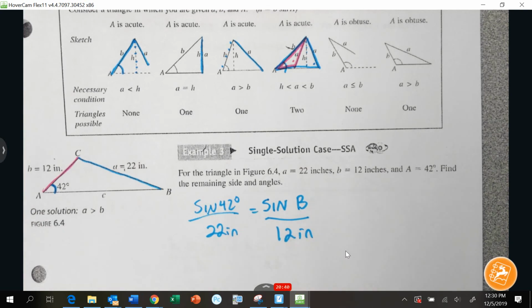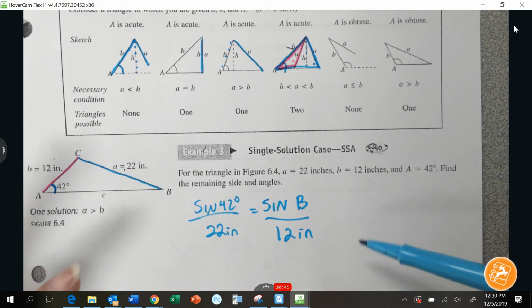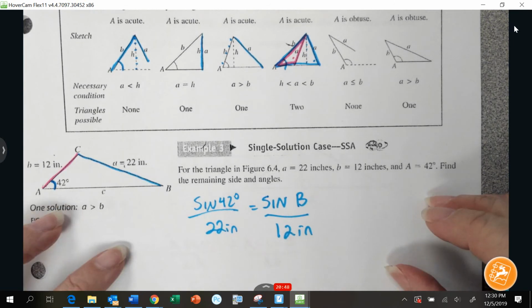So I didn't show you how to solve for an angle yet. I'm going to do that now. And then I probably won't finish all of the stuff for this because I want to make sure that I just give you guys notes and not take up all our time.